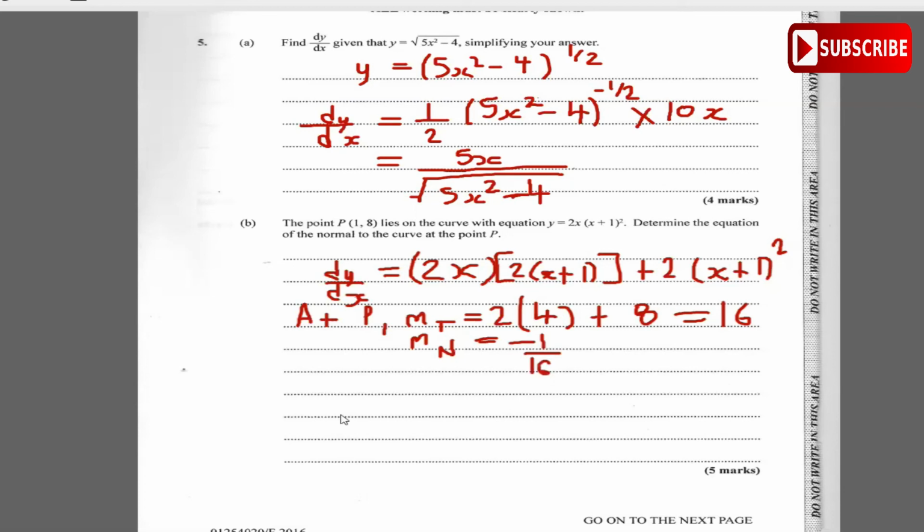So then what's the equation of the normal? The equation of the normal at P is then y minus the y value at P, which is y minus 8. That's equal to the gradient of the normal, which is minus 1 over 16, times x minus the x value at P, which is x minus 1. That's the equation of the normal at P. Nice and easy.